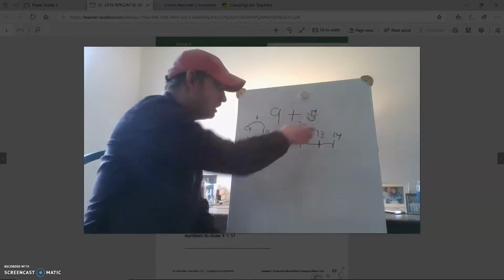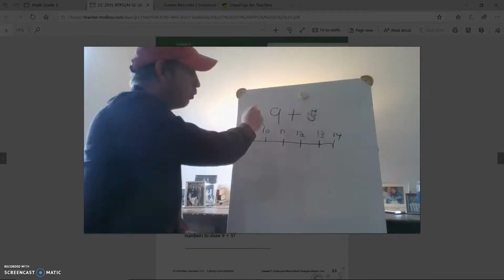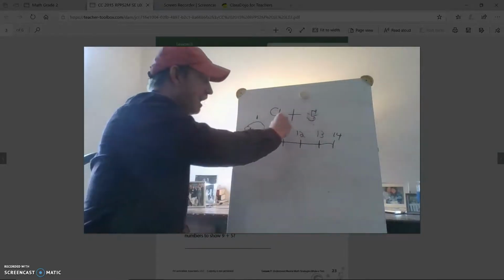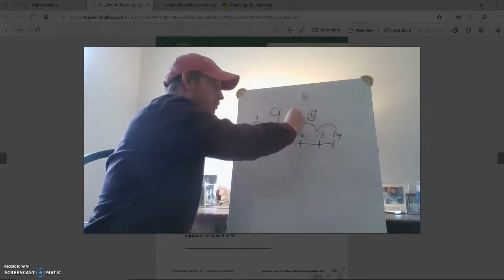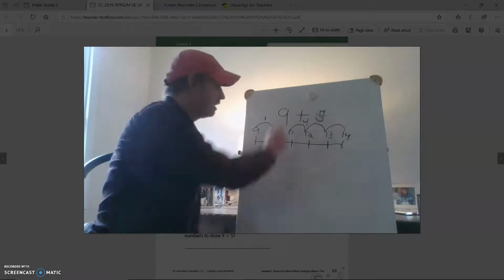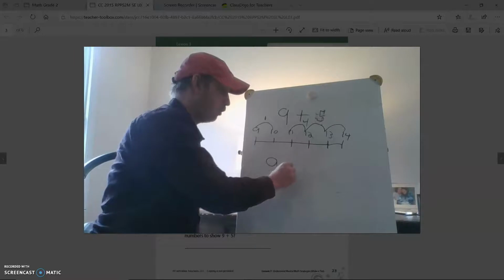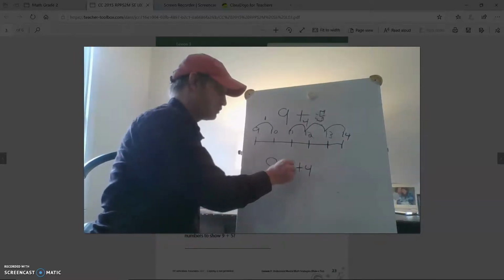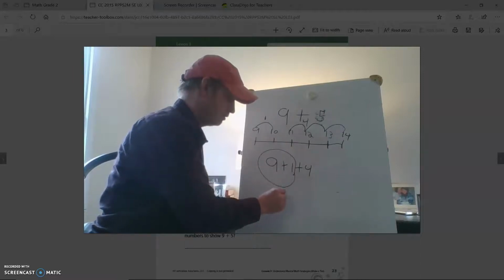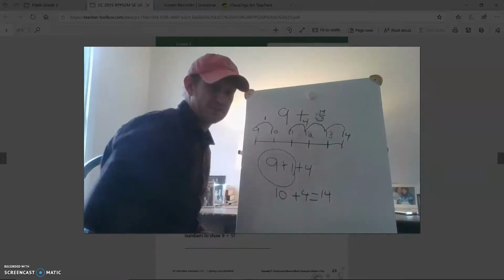Then, nothing really changes. It still only took us 1 to get to 10, and now it's 2, 3, 4. So in this problem, 9 plus 5 is the same as 9 plus 1 plus 4. 9 plus 1 is 10, plus 4 equals 14.